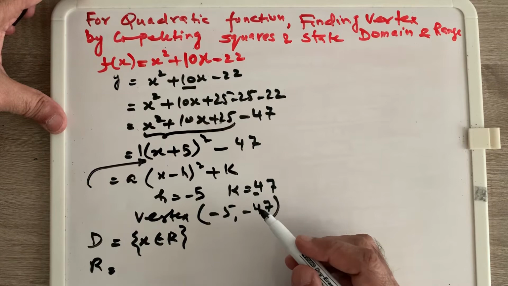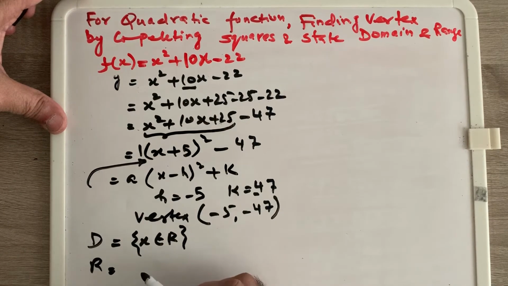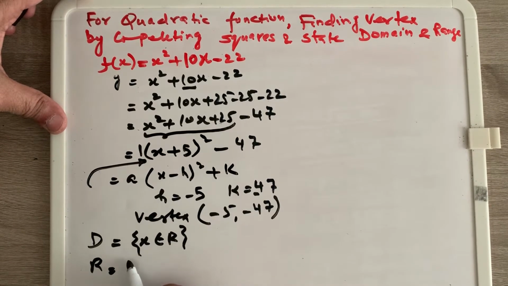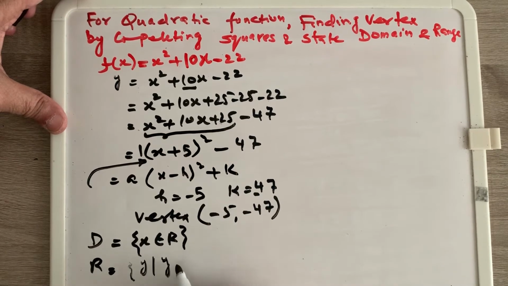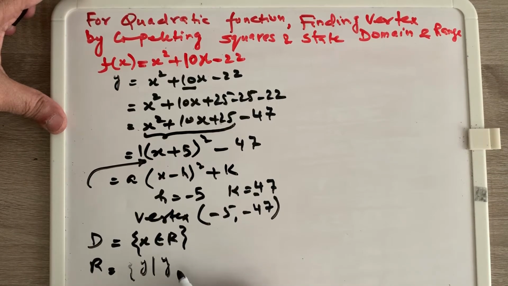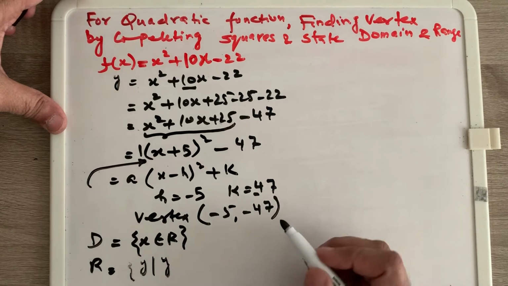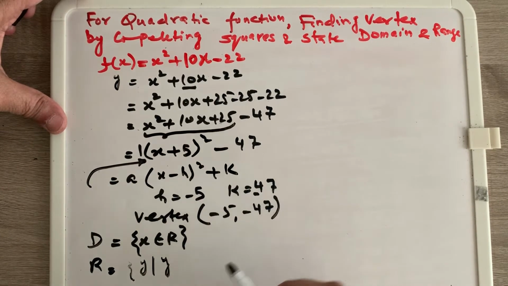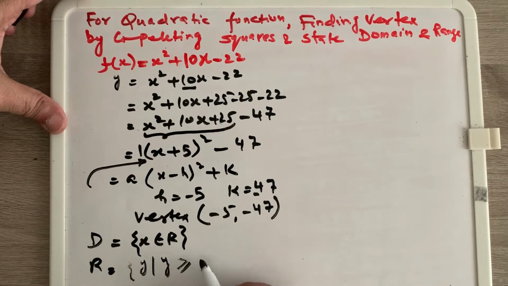So my parabola opens upward, and I have a limiting value, which is at minus 5 and minus 47. So I have to write the range. How to write the range? Range is y such that y should be greater than or equal to minus 47, right? So greater than or equal to minus 47, whereas the domain is x belongs to R.